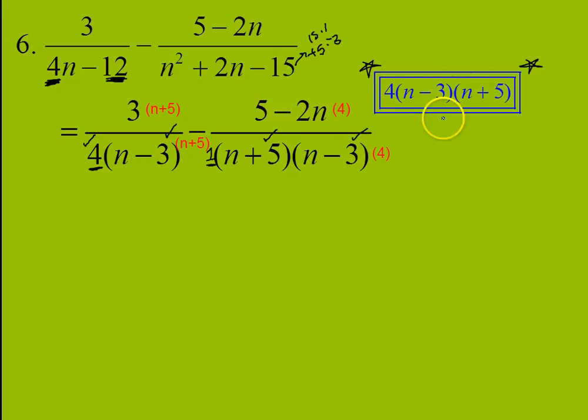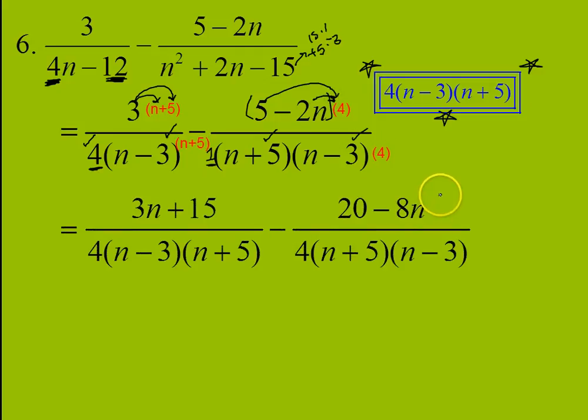Okay, again, the denominators are going to stay like this. Do not FOIL the bottoms. You're going to make a lot more work than what you need. Leave them just like this. The top you need to distribute. So on the top, 3n plus 15. And then over here, what are we going to get? Remember these go together, so you got to distribute this, 20 minus 8n.